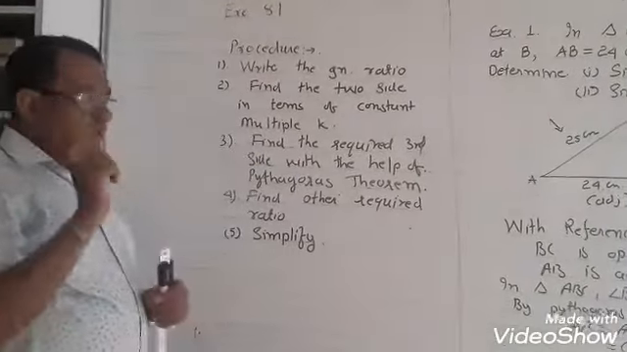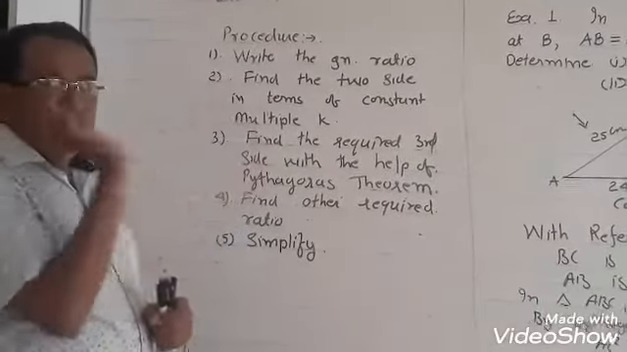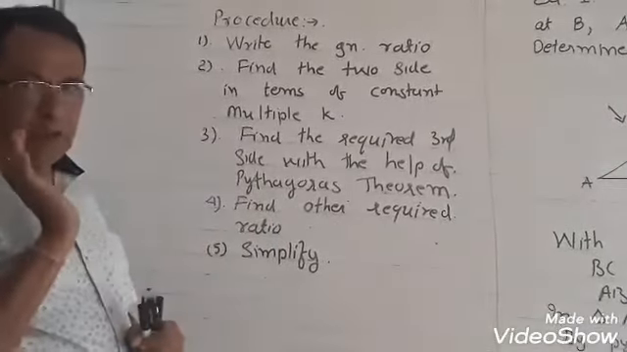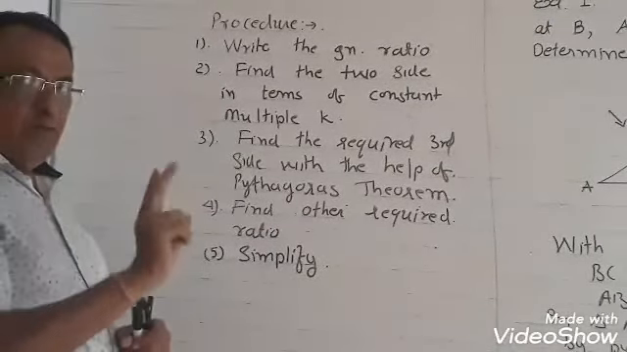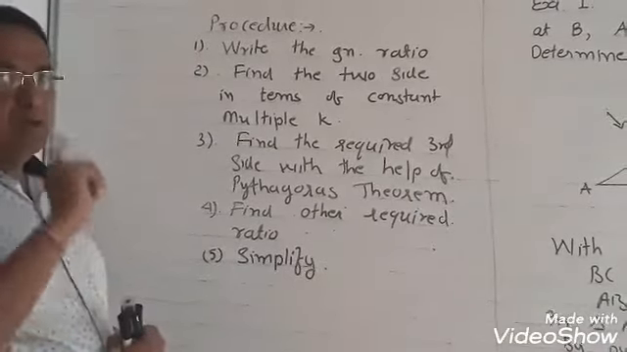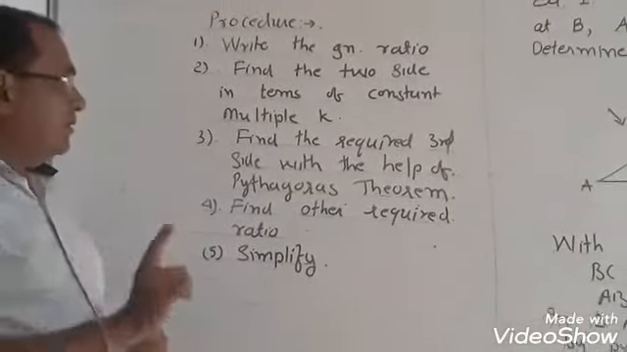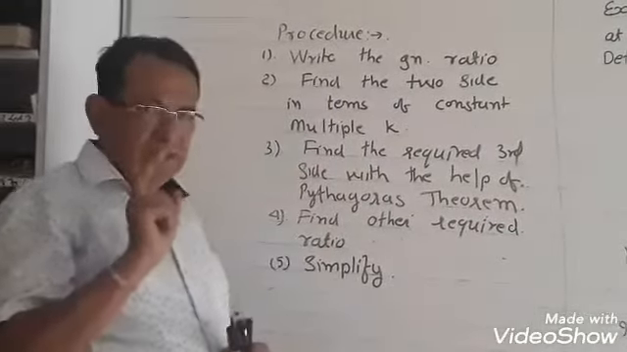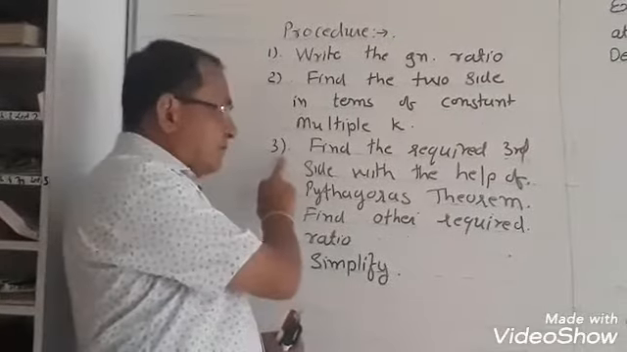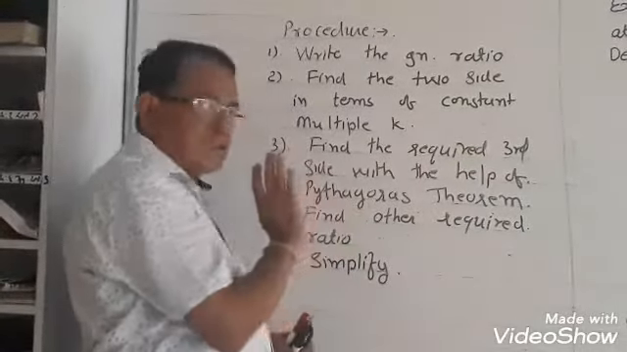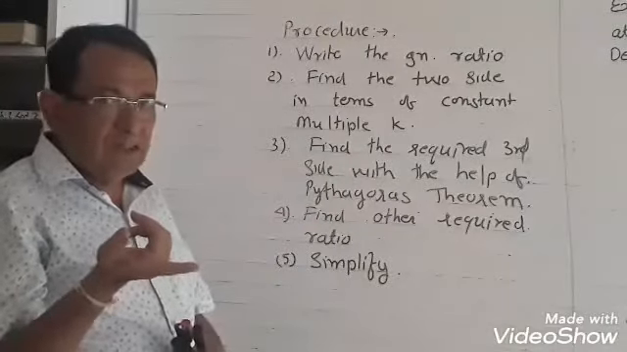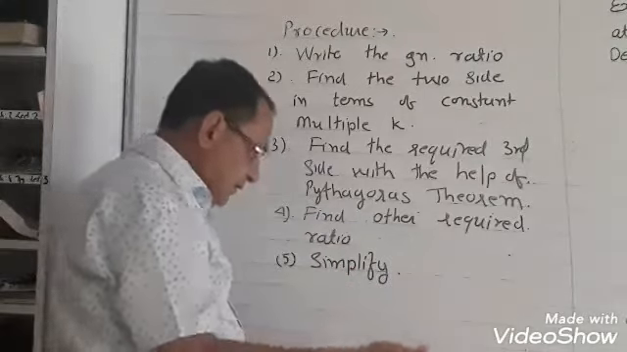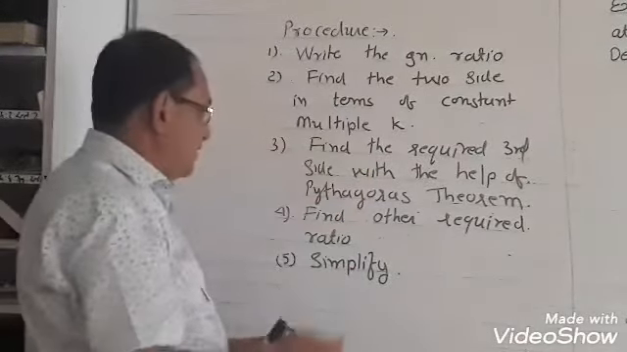First of all, in the given data you are given the ratio, sin theta, cos theta, tan theta, whatever it may be. From that you will find the two sides in terms of the constant multiple, a non-zero constant k, and you will get two sides. Clear? Third step: find the required third side with the help of which theorem? Pythagoras theorem. With the Pythagoras theorem we will find the third side.